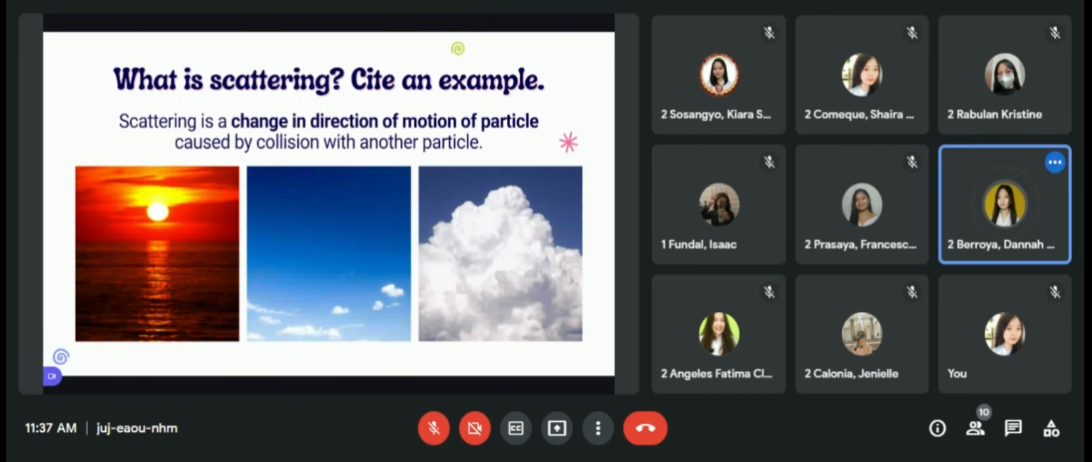What is scattering? Cite an example. Scattering is a change in direction of motion of particles caused by collision with another particle. It occurs when particles or large gas molecules present in the atmosphere interact with and cause the electromagnetic radiation to be redirected from its original path. The amount of scattering that takes place depends on several factors, including the wavelength of the radiation and the distance it travels through the atmosphere. Ara.